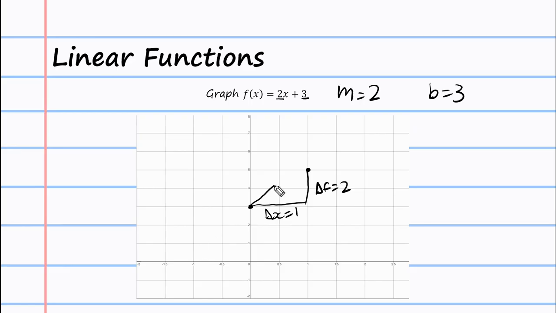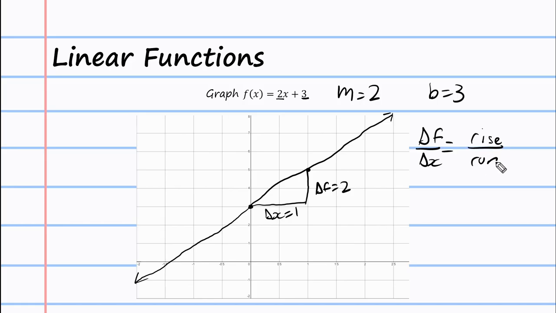All right? So now once you do that, all you got to do is just draw a super straight line, and that's your linear graph. Delta f over delta x, you'll often hear, is called rise over run. So that tells us how much it rises divided by how much it runs in the x direction.